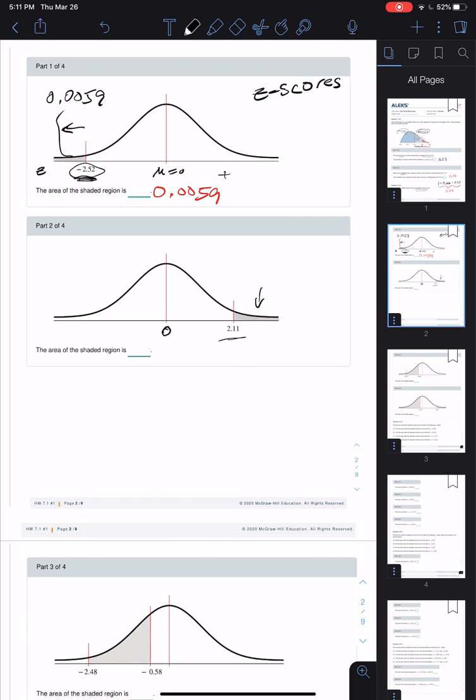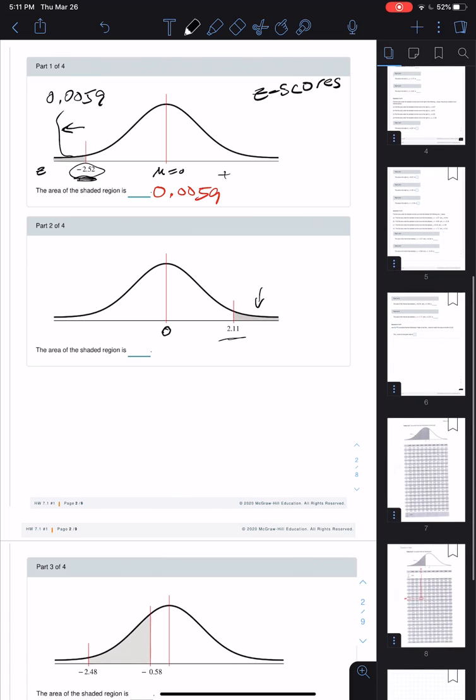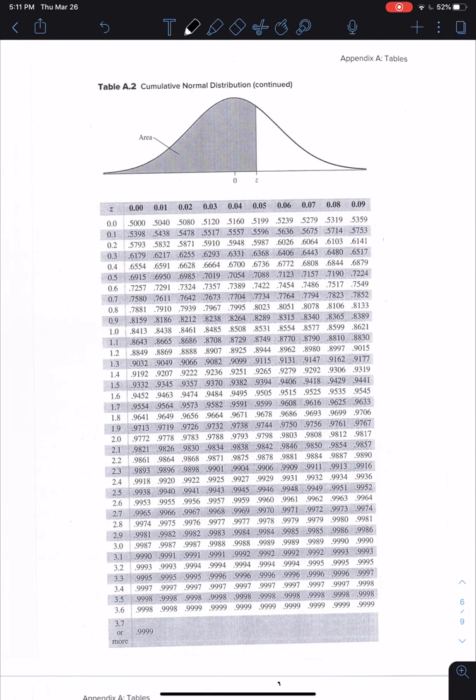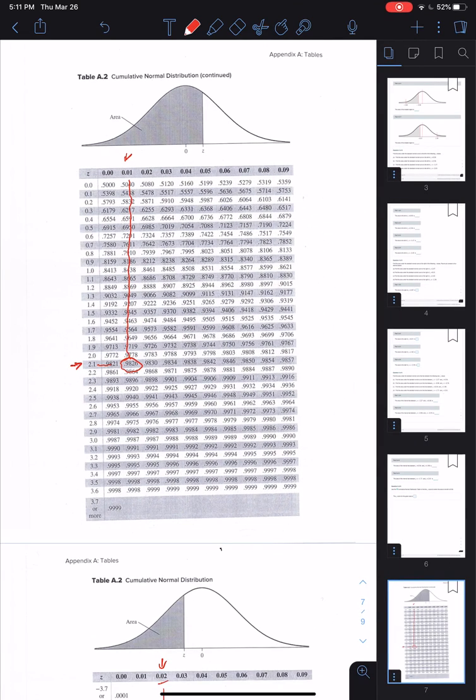Okay, well, let's see what happens. Let's go down here to 2.11. So there's positive now, 2.11, and there's 1 right there. If we go 2 this way, and then 2.11, that puts us right there. So what's that number? 0.9826.